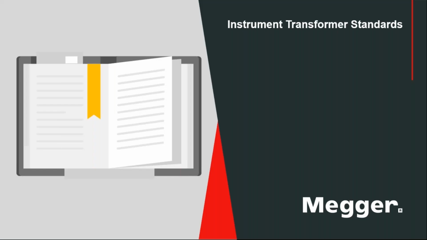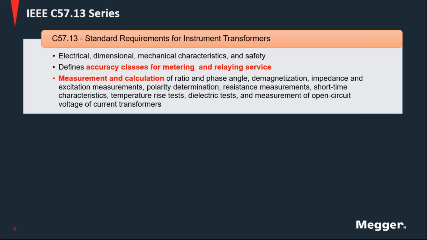So the standard. Well, we are in the US. We mainly follow the IEEE standards, so the ANSI IEEE standards. And for instrument transformers, we have the C57.13 series.